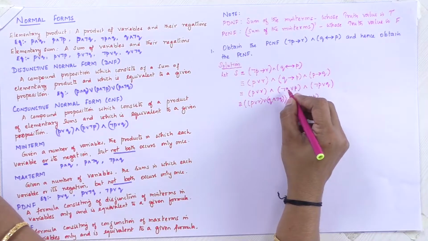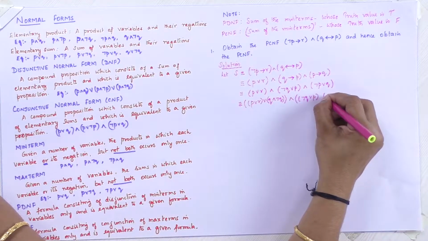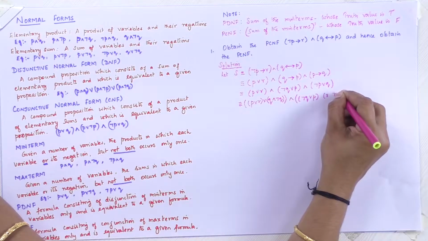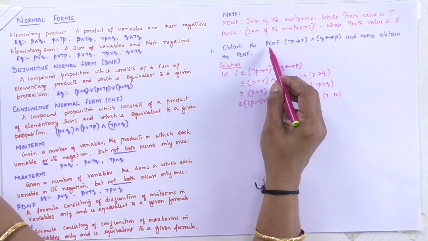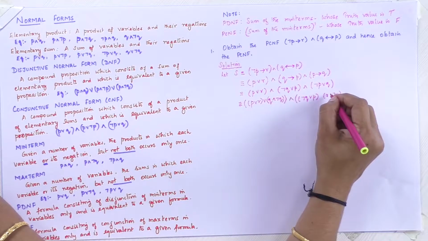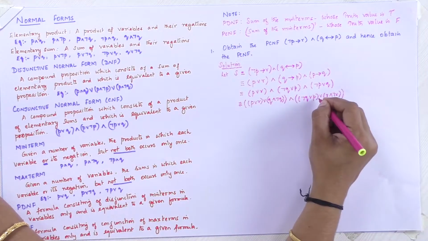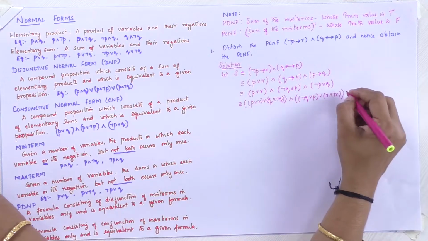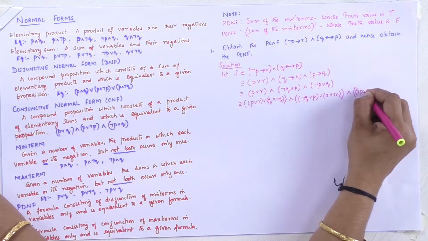Now, what is the missed out variable? R is the missed out variable. How do I insert that R? It is R and negation R. Now I have to see what connective I can use. I am in need of conjunction, so the connective should be AND, and here I can have the disjunction operator. Again, in a similar manner, I can have negation P or Q.